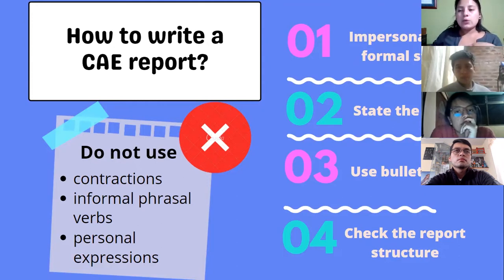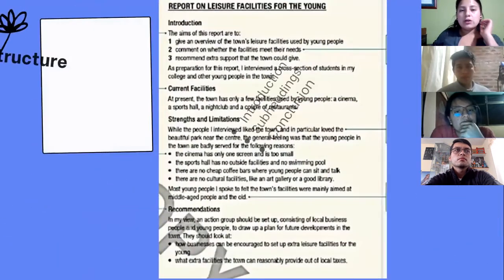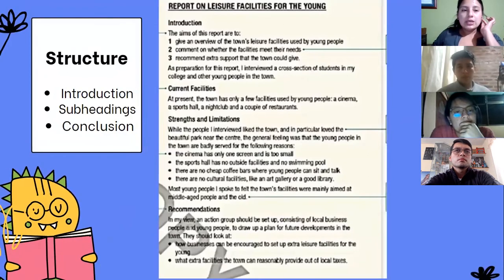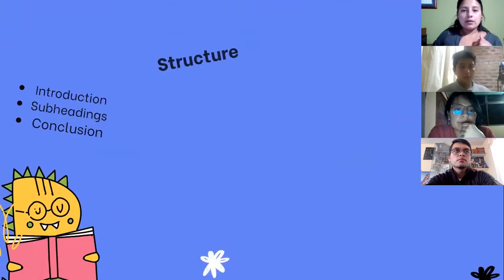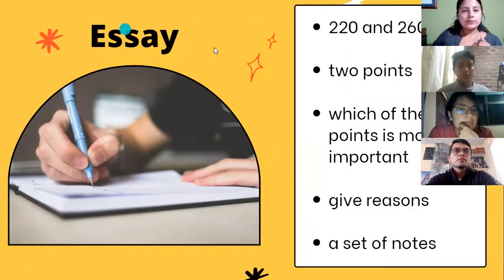In the next slide, we have the structure of a KET report. In this case, we have the introduction, the subheadings that are, for example, current facilities, and a conclusion that is in the bottom part. So we can divide the report into 3 main parts.